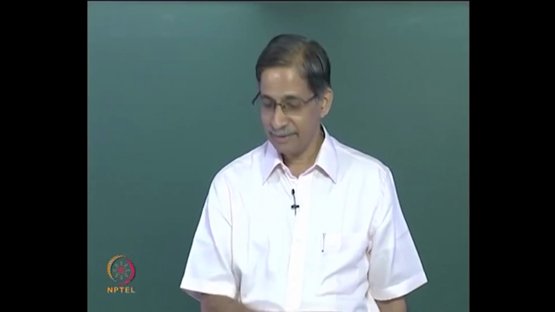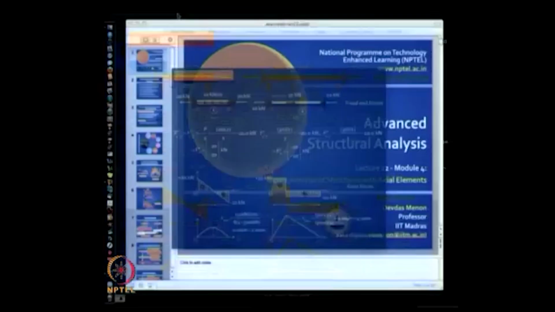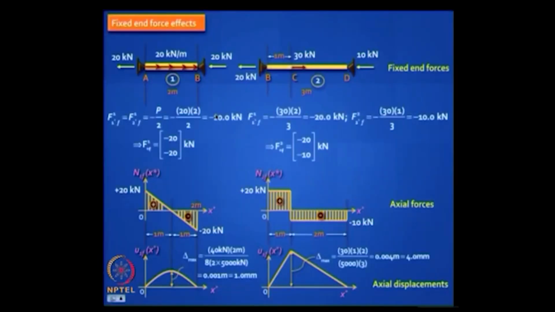Can you give it a shot? What will be the axial force variation? Linear. It will be like this. We just discussed this. Right? This UDL will give me an axial force variation that is linear and an axial displacement that is parabolic, and the value of the maximum displacement here is PL by 8EA.